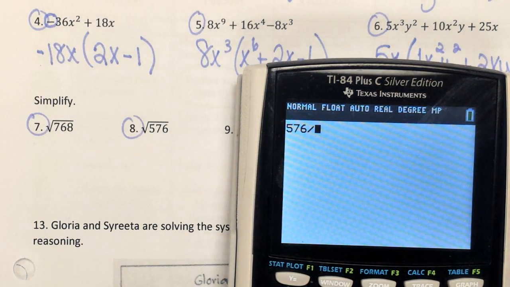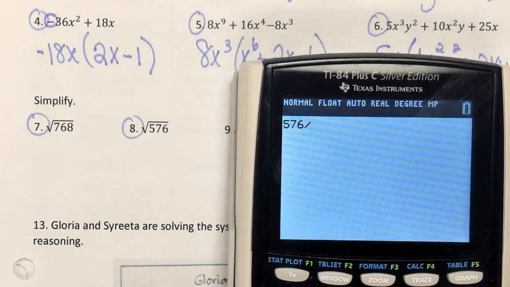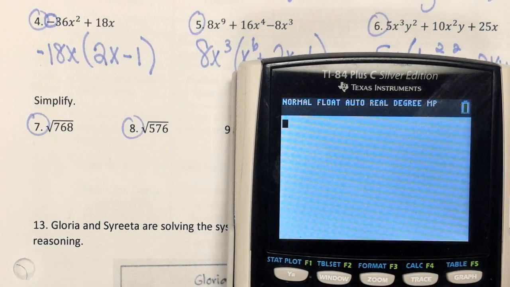All right, so 576. You have to pick the biggest perfect square that goes into 576. What was the biggest perfect square? 24 is not a perfect square. Oh, not 576. I'm sorry. 768. I was looking at the wrong one. You are correct, though, on that one. 768. What's the biggest perfect square that goes into that one? 27 is not a perfect square.